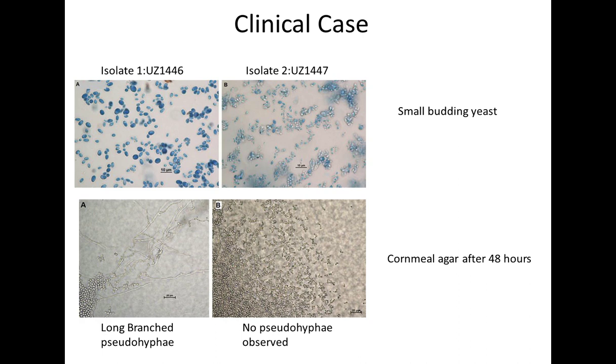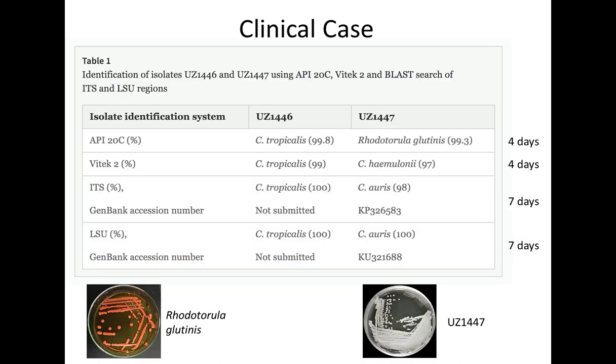So isolate UZ1446 on cornmeal after 48 hours showed long branched pseudohyphae, but isolate UZ1447 after 48 hours on cornmeal, no pseudohyphae was observed, being able to put these yeast in categories for identification.